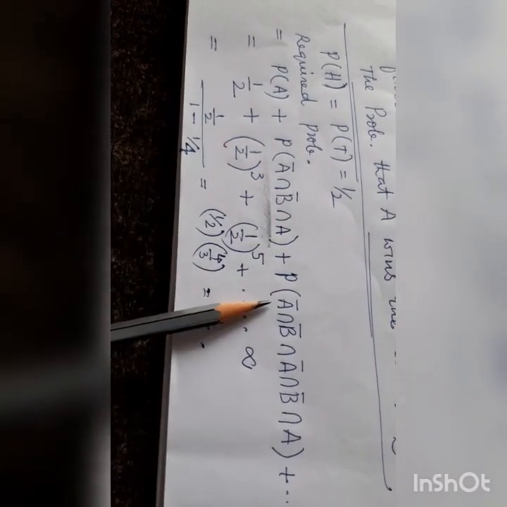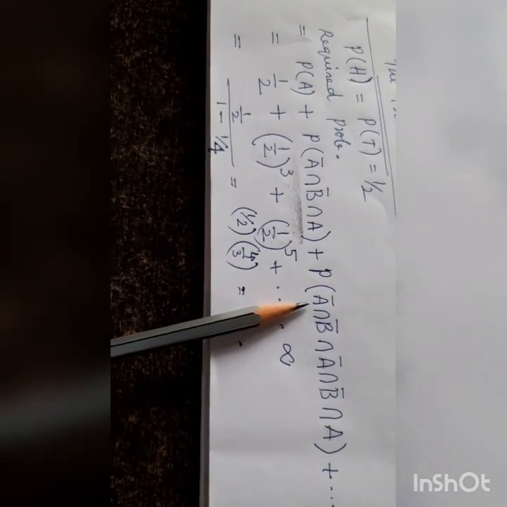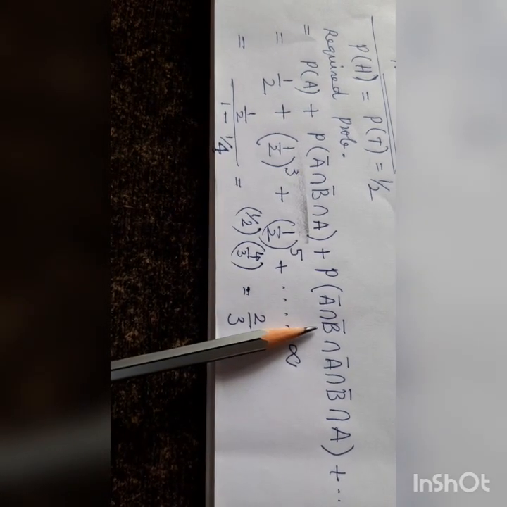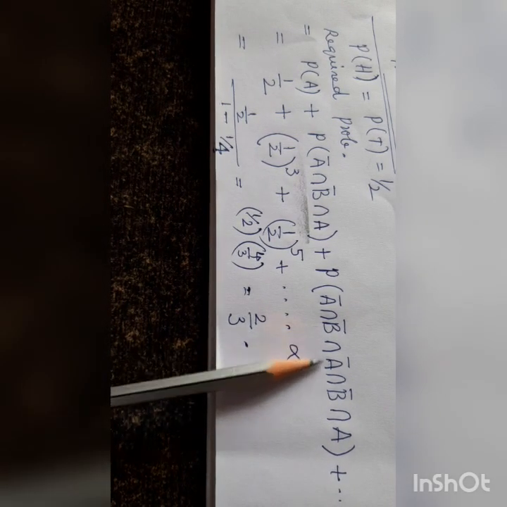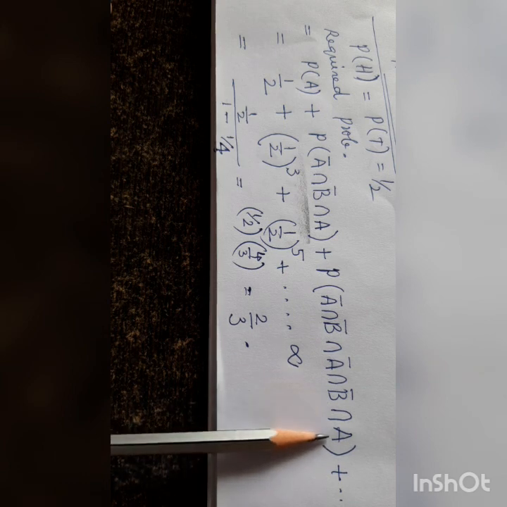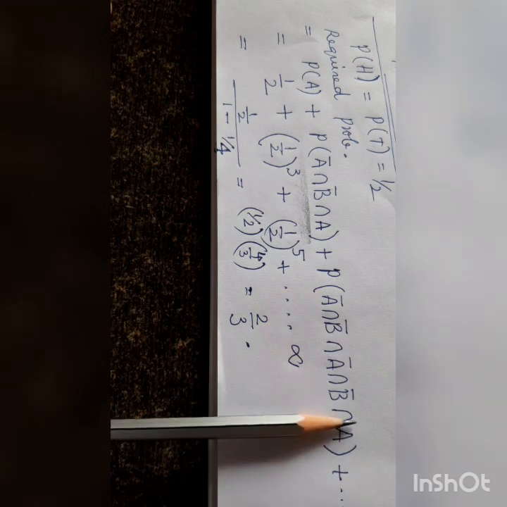Third case. A doesn't obtain head. B doesn't obtain head. A doesn't obtain head. B doesn't obtain head. Two trips. In the third trip, A obtains head. Like this case may be happening.